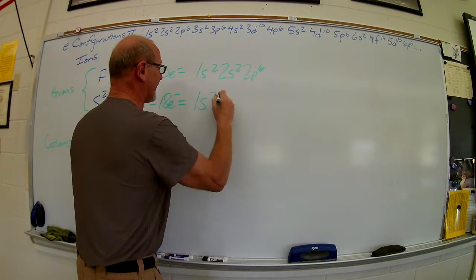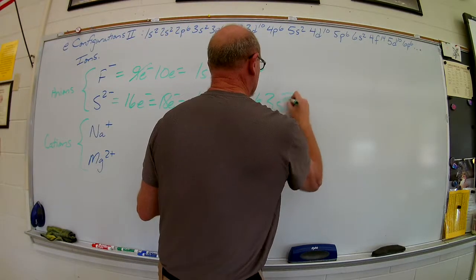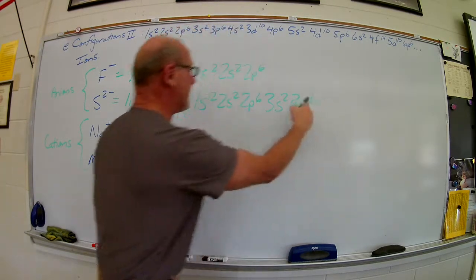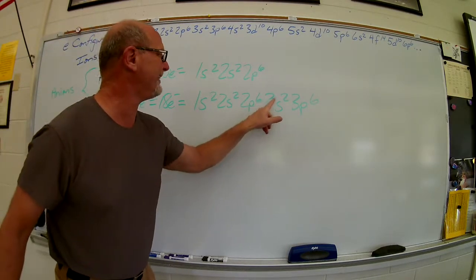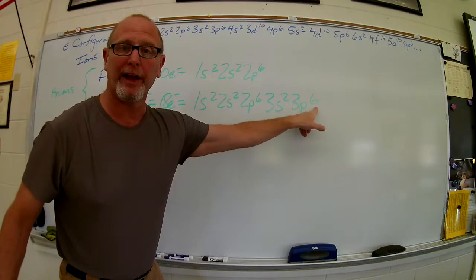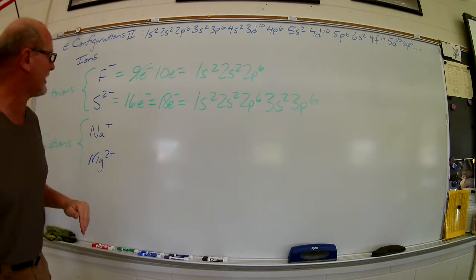Let's fill them up. 1s2, 2s2, 2p6, 3s2, 3p6. If I add up my superscripts, 2, 4, 10, 12, 18 electrons. This is as simple as just filling them into the shell that they need.